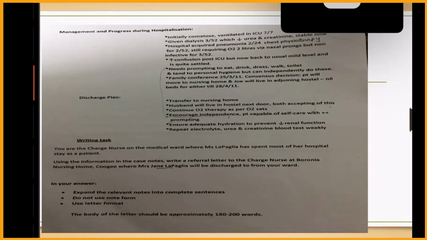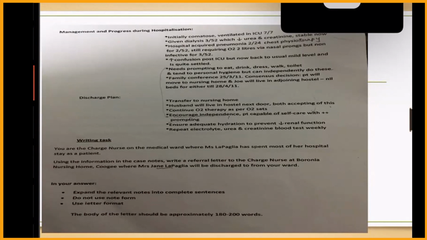Then needs prompting to eat, drink, dress, walk, toilet, and tends to personal hygiene, but can do these things independently. Also, we should mention that. So should you mention all these: eat, dress, walk, toilet, all that? Can you just sum it up, saying activities of daily living? Yes, those daily activities. That is fine.